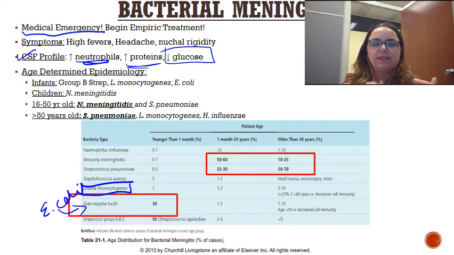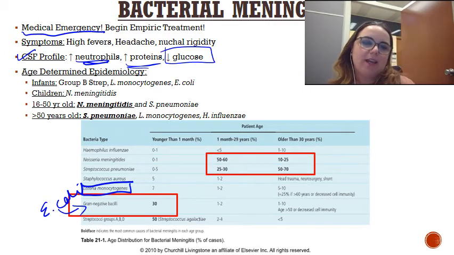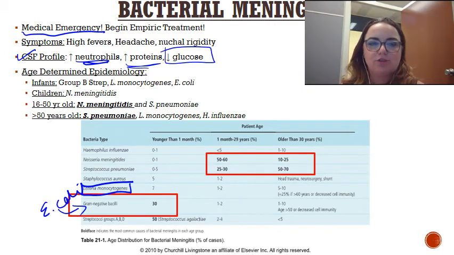So when you see that signature, high neutrophils, high protein, low glucose, you're definitely thinking bacterial meningitis. You just don't know what the agent is yet. You're going to have to wait. But you can make some guesses. We can make some really educated guesses here, and that's because there are definite trends, okay?